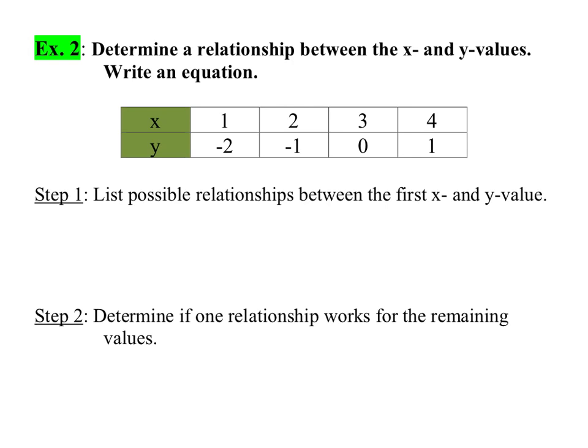Example 2. You need to determine a relationship between the x and y values and write an equation. So this one doesn't have a story to it. As x increases by 1, notice that y is increasing by 1 as well. So you want to list all the possible relationships between the first x and y value. So what do we do to x to get to this y value? What do we do to this x to get to this y value? What do we do to this x to get to this y value? And you want to do the same thing to every x to get to that new y value. So at this point, stop the video and see if you can figure out what we're doing to x to get to y.